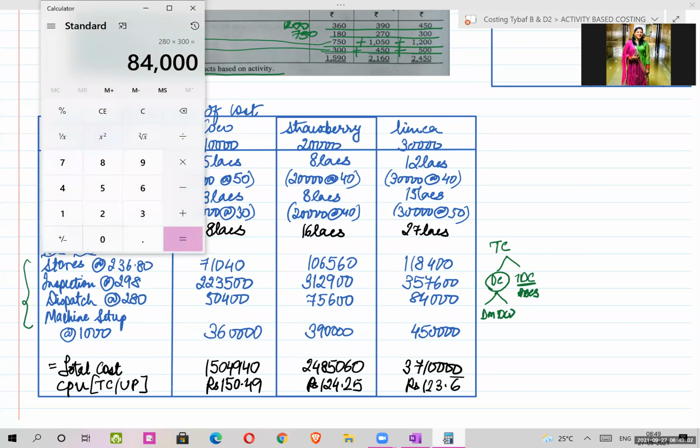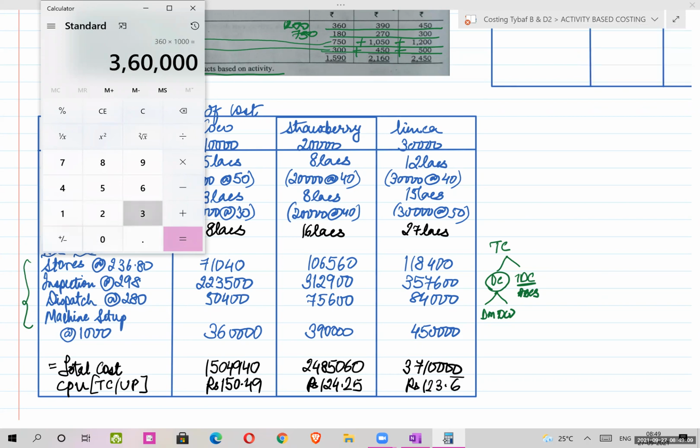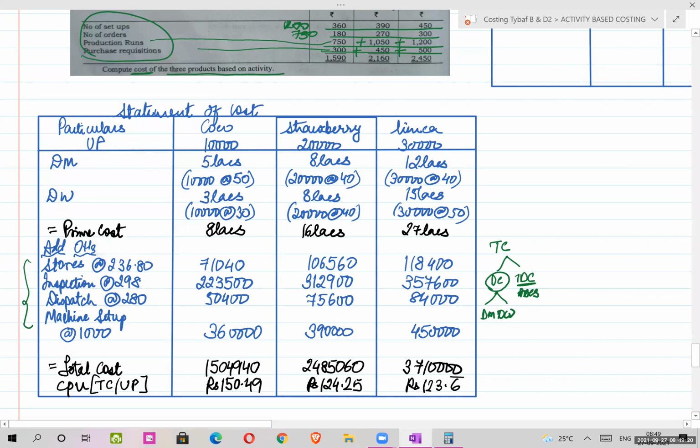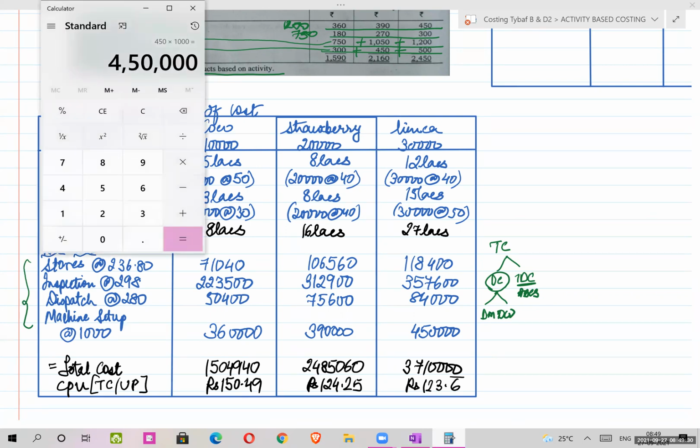1,000 rupees per setup. So 360 setups into 1,000. So 3,60,000. Okay. 390 setups into 1,000. 3,90,000 and 450 setups into 1,000 per setup. 4,50,000. Okay. Is this clear to everyone? Just total it. You will get your total cost divided with your units produced. You will get your cost price. Okay. That is what they want you to calculate. Correct? Is it clear till here?